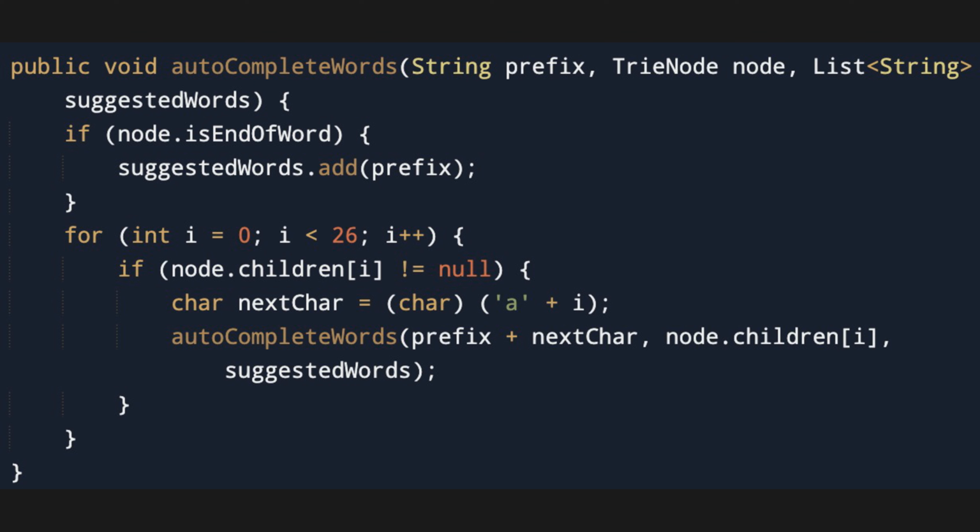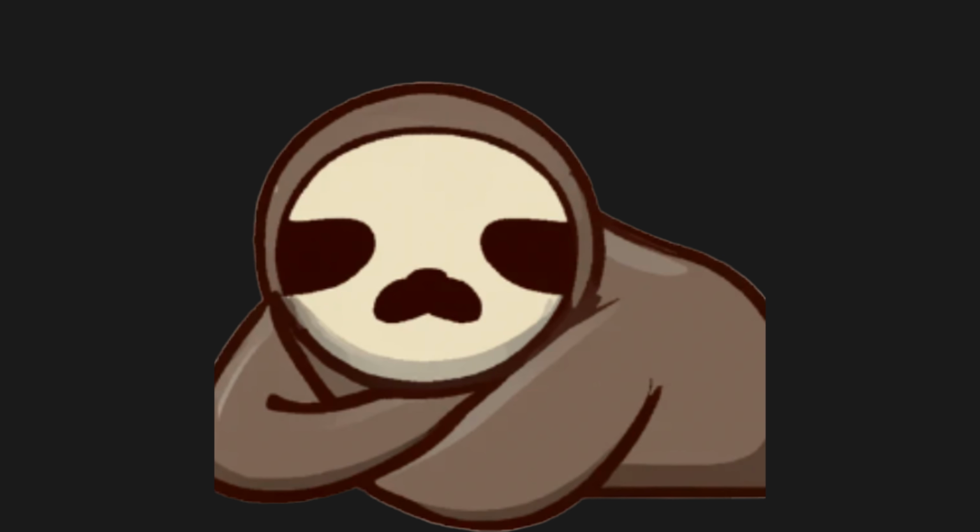The function performs a depth first traversal of the trie starting from a given node and collects all the complete words that start with a given prefix. It's perfect for building autocomplete features where you want to suggest possible completions for a user typed input. And that's how a trie helps in implementing efficient searches by prefix. It's perfect for search bars, autocomplete, spell checkers, word games.